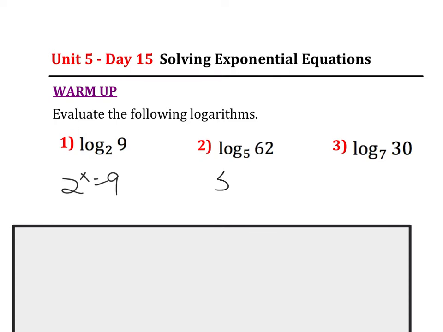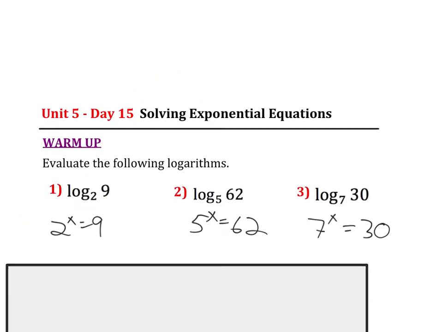Over here, I'd have 5 to some power equals 62. Now, I can start guessing and checking, but that's going to take forever, right? Because none of these are really working out. There's no 7 to any power that gives me 30, at least no integer exponents. So as we're going through, we might be a little stuck.